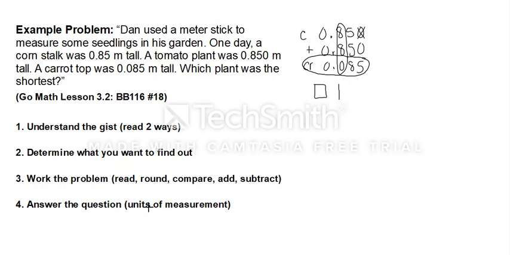So now that I have that, I need to make sure that I answer in correct units of measurement. So it did not say answer it in the actual height, the meters tall, which would be 85,000 meters tall, but in fact it actually said which plant was the shortest. So I would say then the carrot plant. Carrot plant is the shortest.